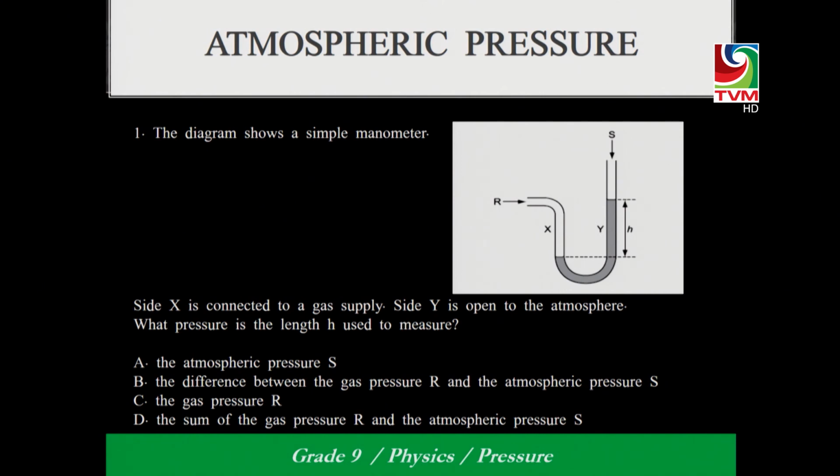So, the first one is the atmospheric pressure, that is wrong. The second one, the difference between the gas pressure R and the atmospheric pressure, is the correct answer. Check the C option, the gas pressure R. It won't give the gas pressure directly. The sum of the gas pressure R and the atmospheric pressure, that is also not correct. It gives only the pressure difference.